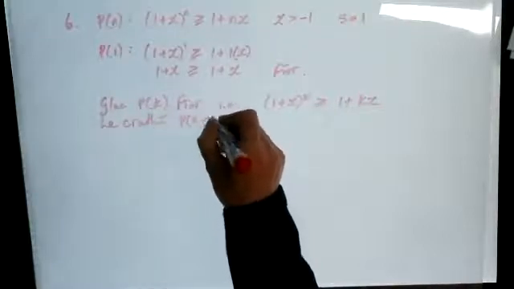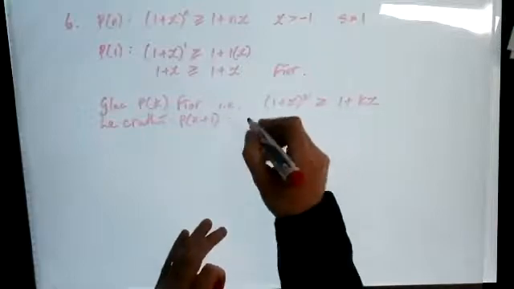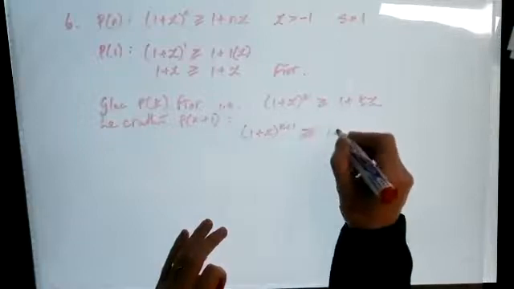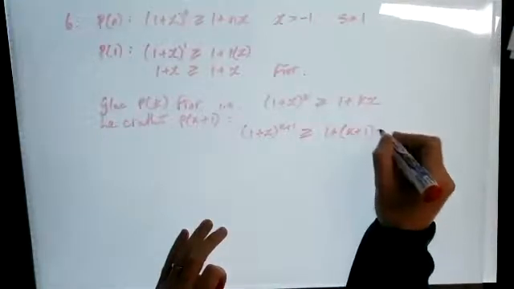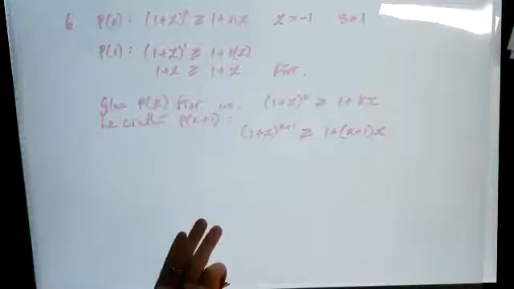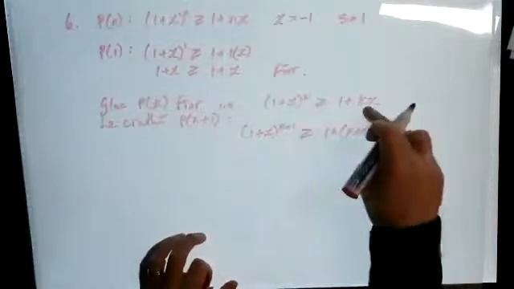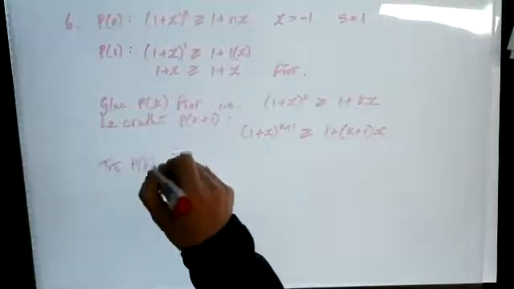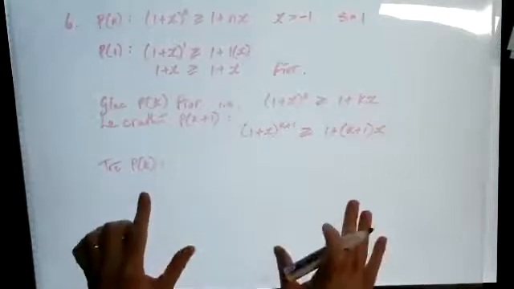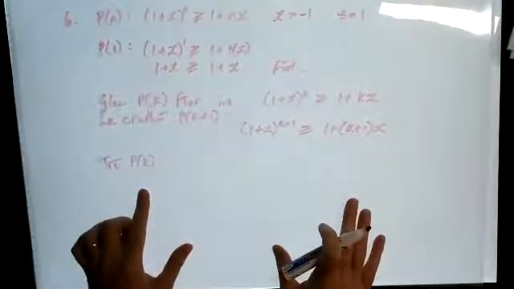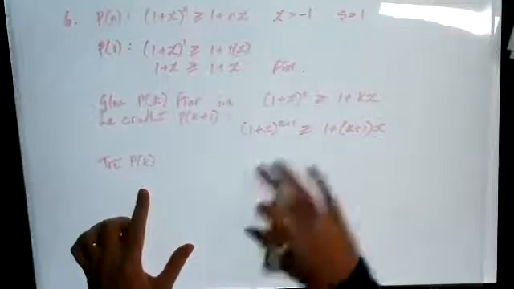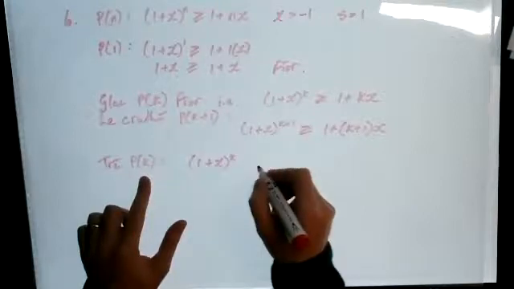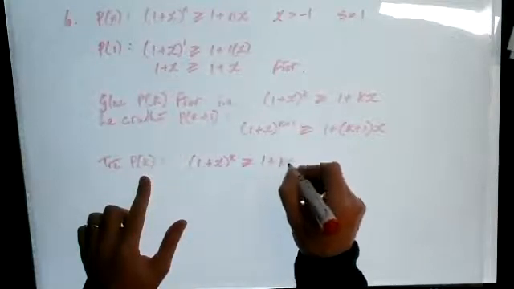Okay. So we have to show P(k + 1). So P(k + 1) is (1 + x)^(k+1) is greater than or equal to 1 + (k + 1)x. Okay, so we can use this, P(k), which is very straightforward. So by P(k), that's going to equal (1 + x)^k is greater than or equal to 1 + kx.